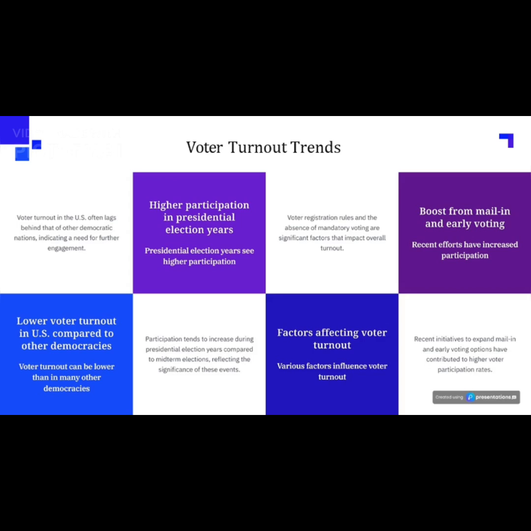Voter turnout in the U.S. often lags behind that of other democratic nations, indicating a need for further engagement. Participation tends to increase during presidential election years compared to midterm elections, reflecting the significance of the presidency. Various factors influence voter turnout, including registration rules and the availability of mail-in and early voting options.